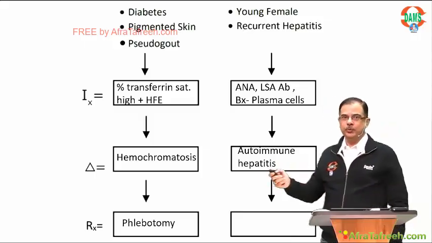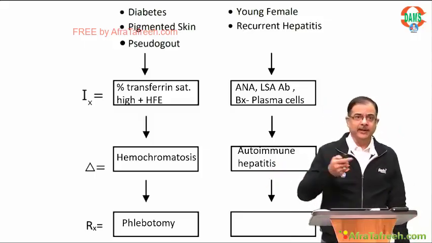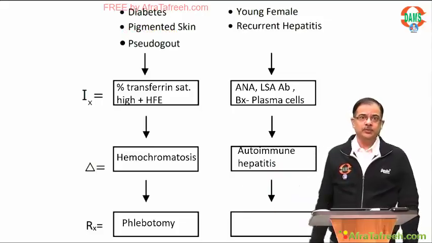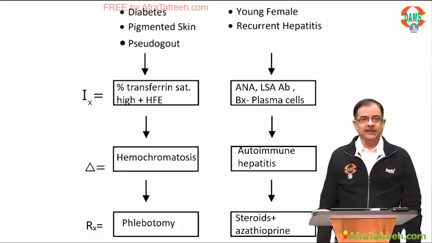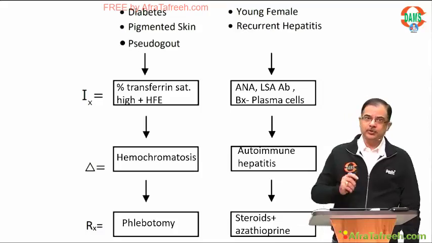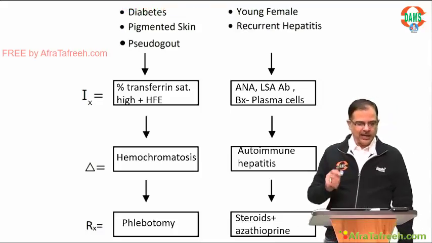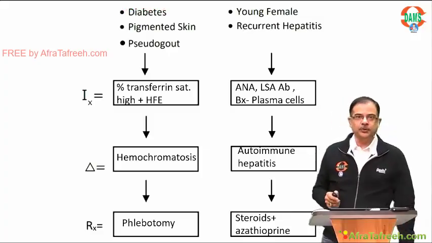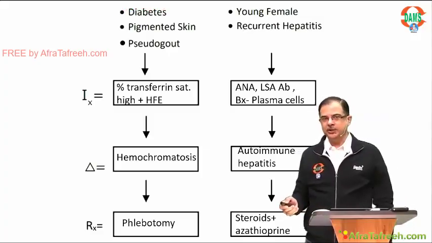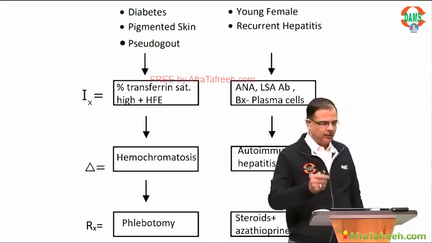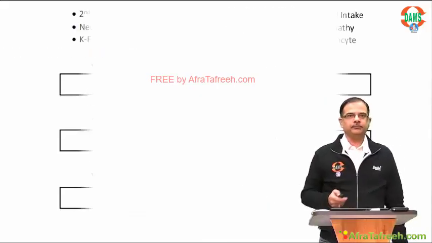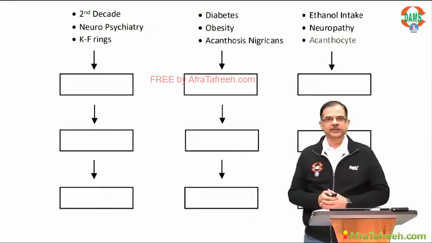So it is very important to diagnose the disease in an early stage. If autoimmune hepatitis is diagnosed in an inflammatory stage only, the treatment response is very good, and the treatment is steroids, immunosuppressive agents along with azathioprine. So this has an excellent response. So this is the second condition, autoimmune hepatitis. Now let's move to the third clinical disease.